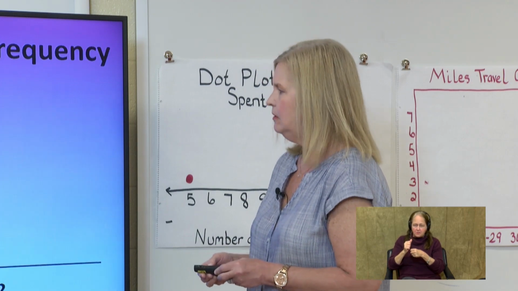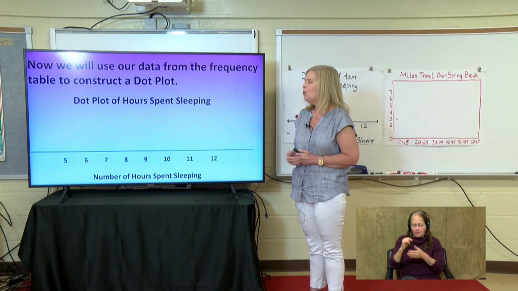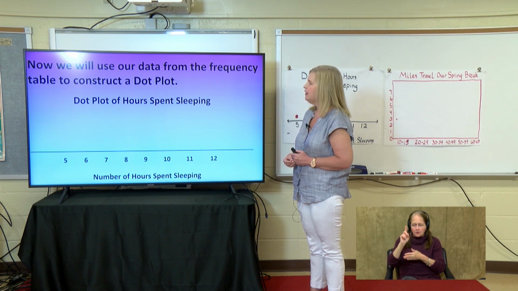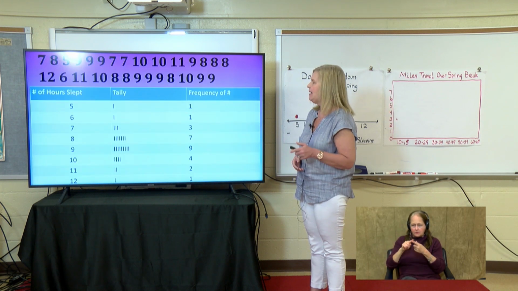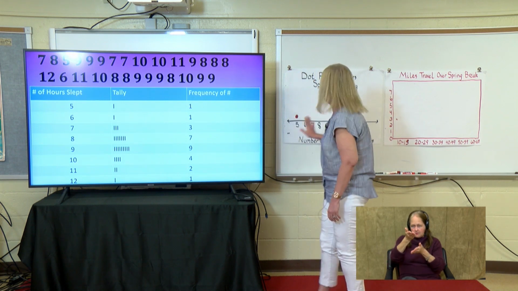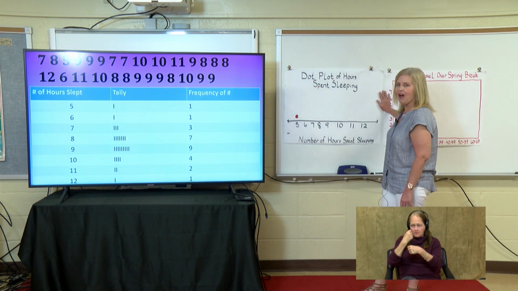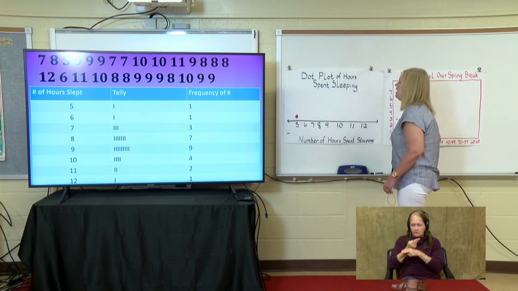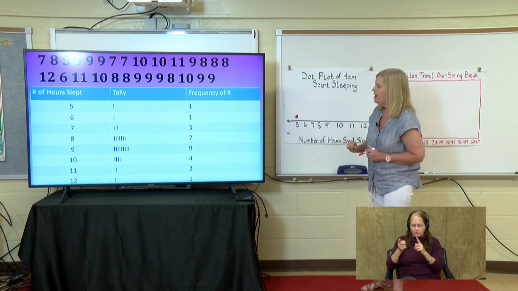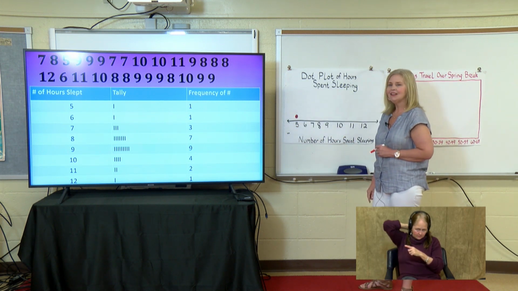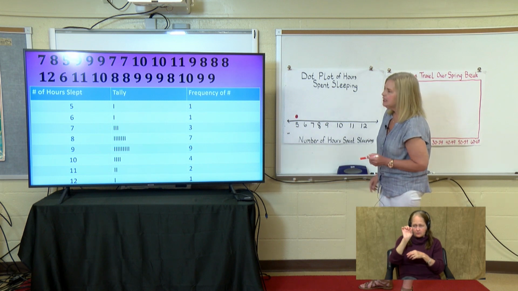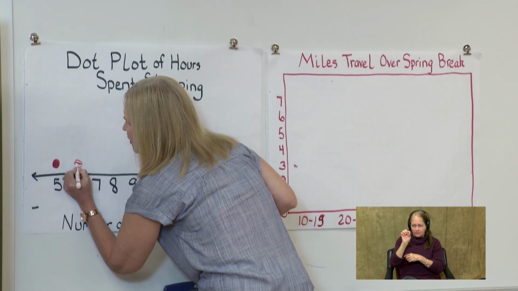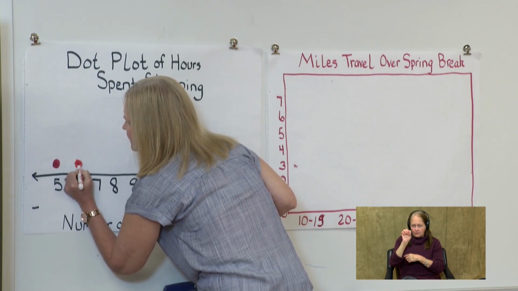Okay, so now that we have our frequency table, we can make our dot plot. We will see how to use our data from the frequency table to construct the dot plot. I'm going to leave the frequency table up here, and I have made a dot plot right here for us to use. I've already done the first one. We had 1, 5, so you're going to put a dot on the 5. Now let's look at 6. We have 1, 6, so we're going to put a dot over the 6.